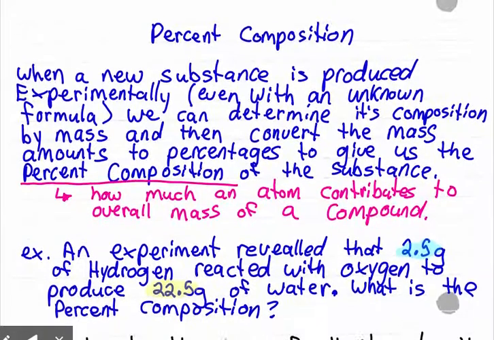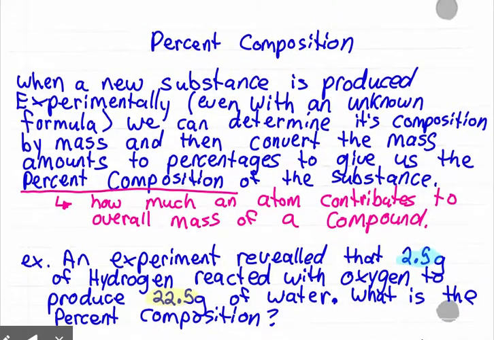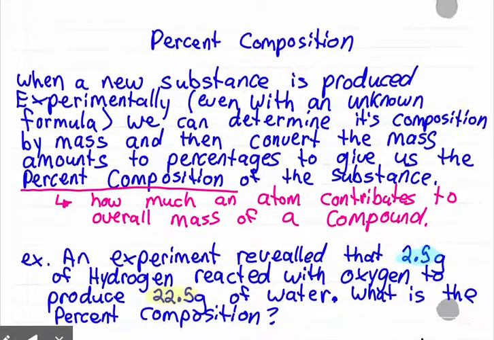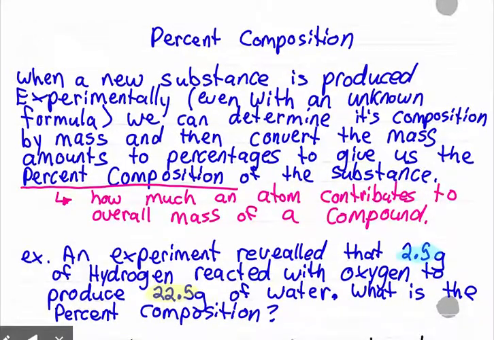In our example here, we have found that an experiment has revealed that 2.5 grams of hydrogen reacted with oxygen to produce 22.5 grams of water. So we want to know what the percent composition of water is. Now, just a reminder that you're going to need to hit pause and copy the information that you see in this lesson. So I would hit pause and get this copied now.